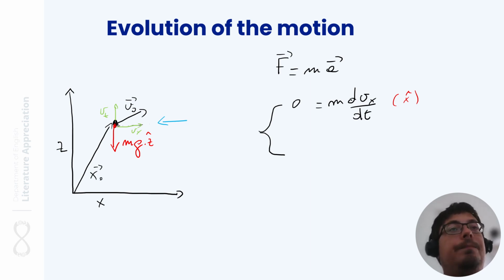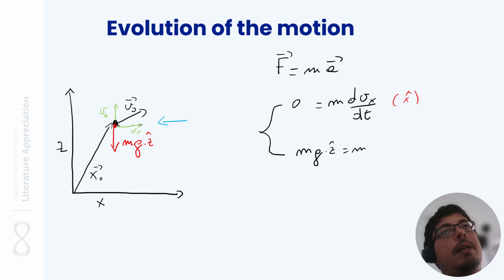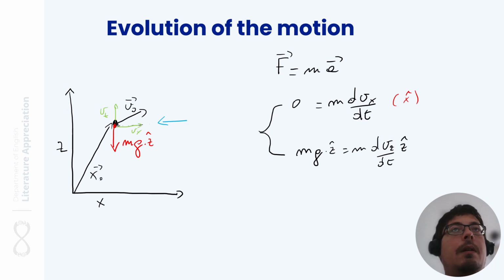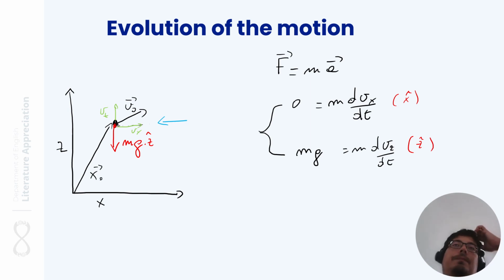On the other hand, in the z direction, we have a force, the weight force in the z direction as well, and then m times the derivative of Vz in time. We will remove the vector z, because we know that this is the direction z. So we have two equations.